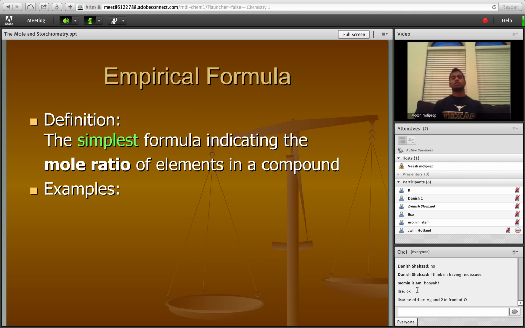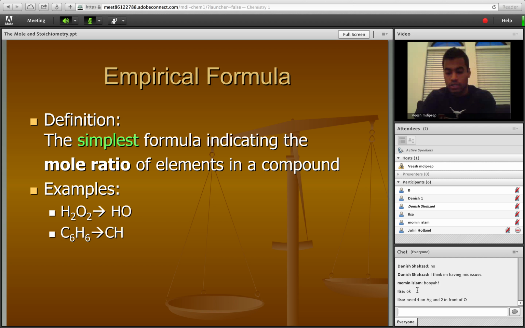Alright, so the next topic I want to talk about is an empirical formula. An empirical formula is the simplest formula indicating the mole ratio of elements in a compound. So, for example, if you have H2O2, if you simplified that, since there's 2 of each, it would just be HO. Now, C6H6, again, is just CH because there's 6 of each.